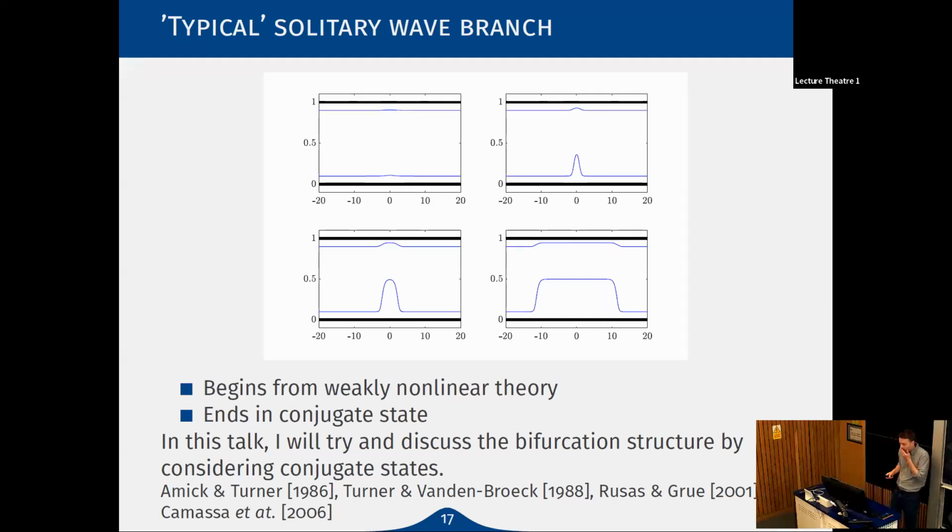In this talk, I will try to discuss the bifurcation structure by going backwards. So I'll look at what conjugate states there are, see if I can figure out any connections to them, and then work backwards. Lots of work on mode 1 solitary wave branches has been done. Amick and Turner proved this broadening behavior. Turner and Vanden-Broeck computed them. Grudis and Grudis computed 3-layer mode 1 waves in 2002, I believe, not 2001. And Kamasa et al. looked at the validity of MCC for a 2-layer model for mode 1 waves.